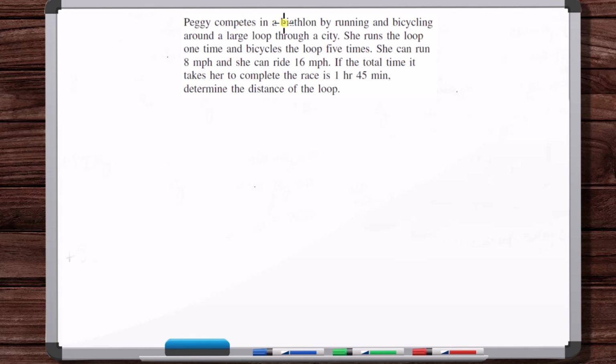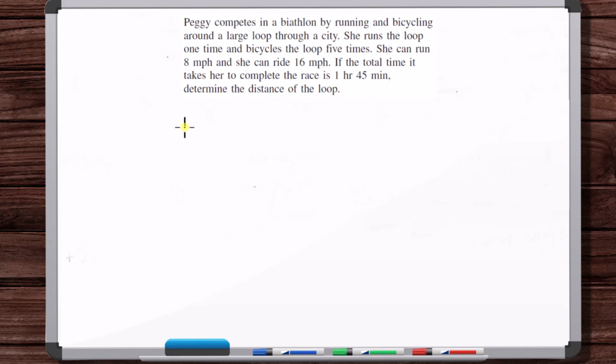Peggy competes in a biathlon by running and bicycling around a large loop through a city. She runs the loop 1 time and bicycles the loop 5 times. She can run 8 miles an hour and she can ride 16 miles an hour. If the total time it takes her to complete the race is 1 hour and 45 minutes, determine the distance of the loop. Okay, so let's create our variables here.